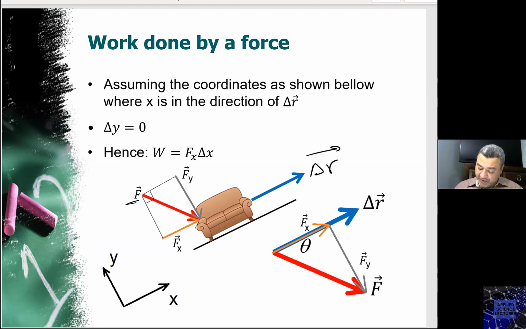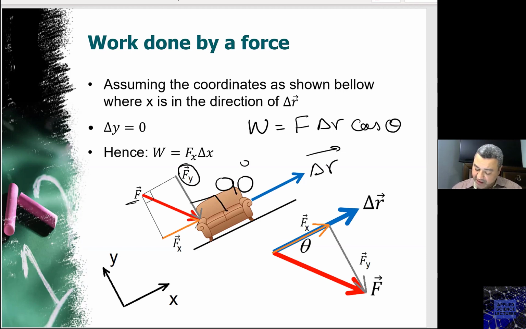Now, if I look here at W equals F delta R cosine theta in general, for the vector Fy, if I look at this vector by itself, theta here is 90 degrees. So the Fy and the displacement will have a 90 degrees angle, which means 0. That's why my only component in this case that's going to contribute is the component that is along the displacement.